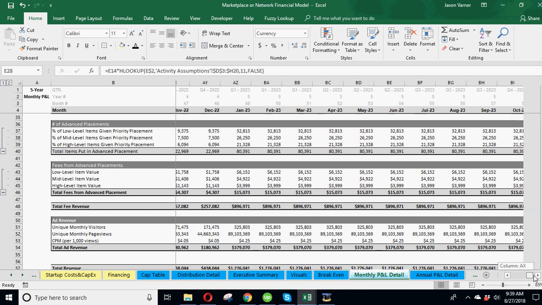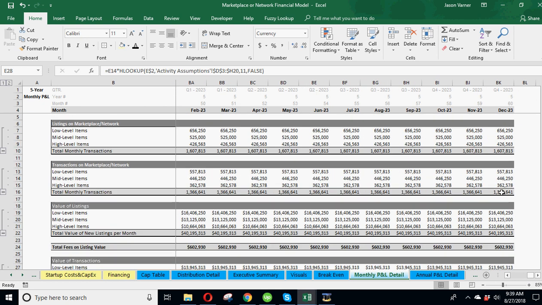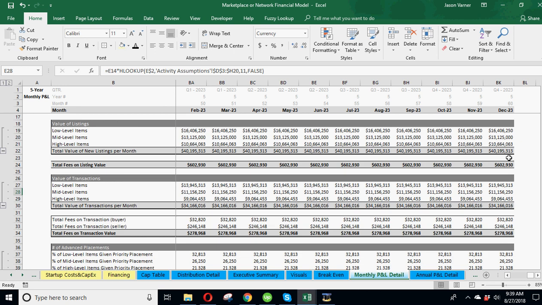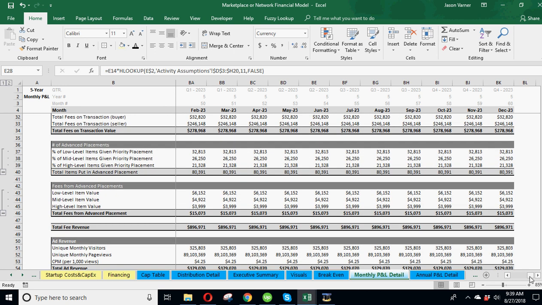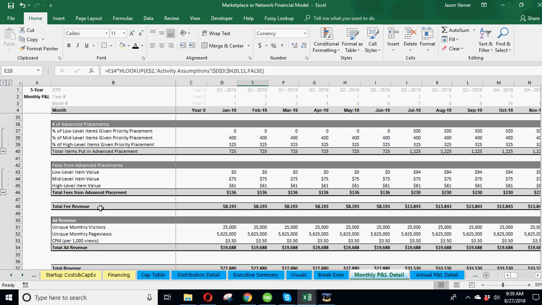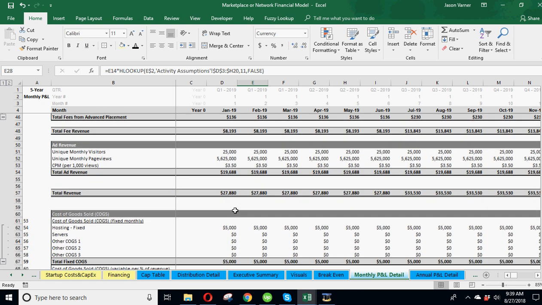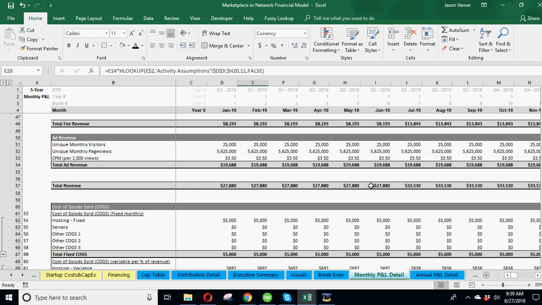You see it gets up to like 15,000 when you've got about $40 million of listings a month. Obviously those proportions would all change if you change the assumptions. Then we've got total fee revenue. Then we've got ad revenue. So here's your visitors, monthly page views, your cost per thousand, then the revenue there. Then we've got our grand total revenue per month over 5 years.